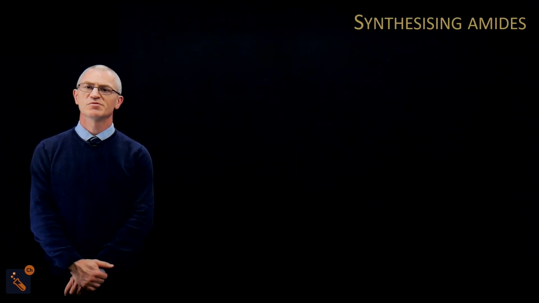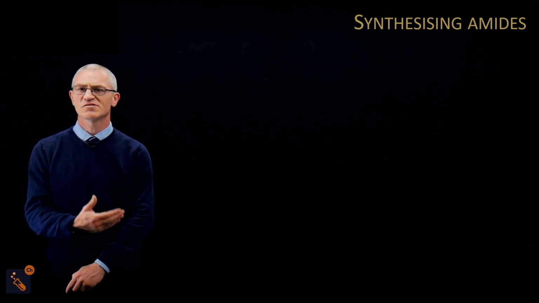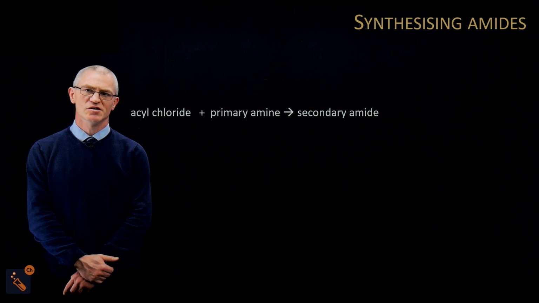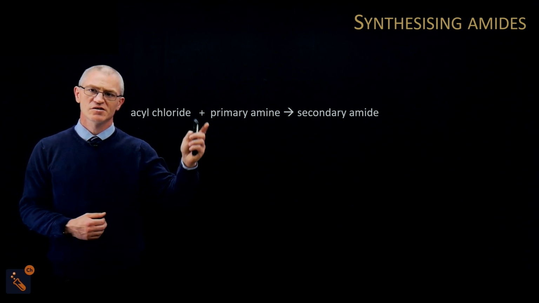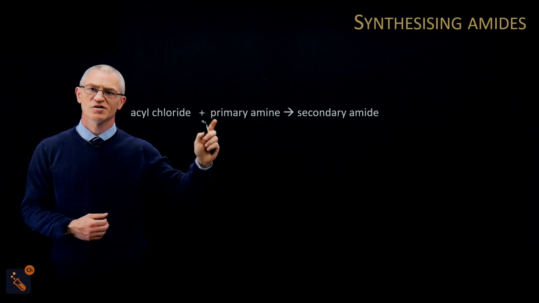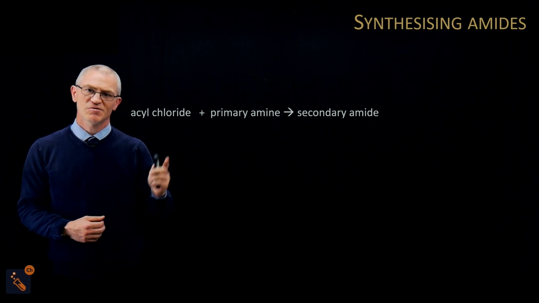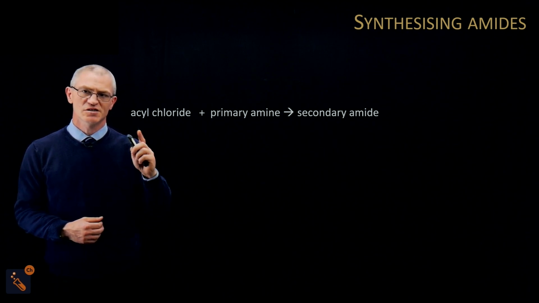We now know the difference between primary, secondary, and tertiary amides, and we've gone over how to make a primary amide with ammonia and an acyl chloride. But let's talk about making a secondary amide, again through an acyl chloride, but using this time a primary amine. That will then turn it into a secondary amide. So let's make some space.